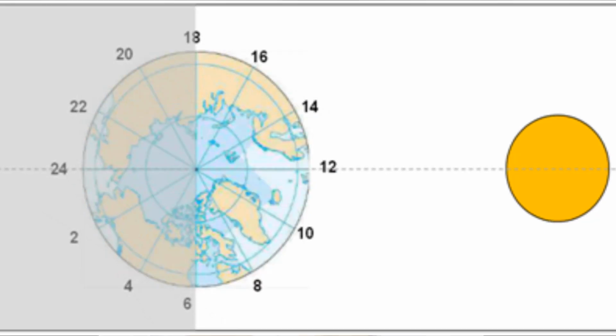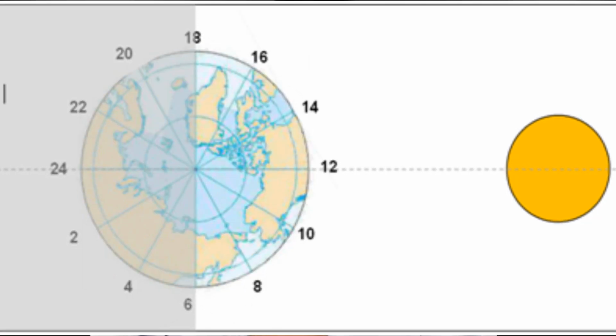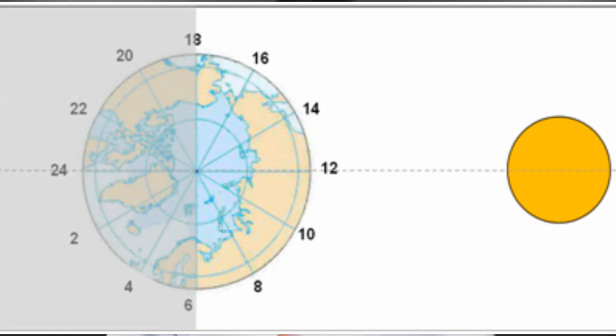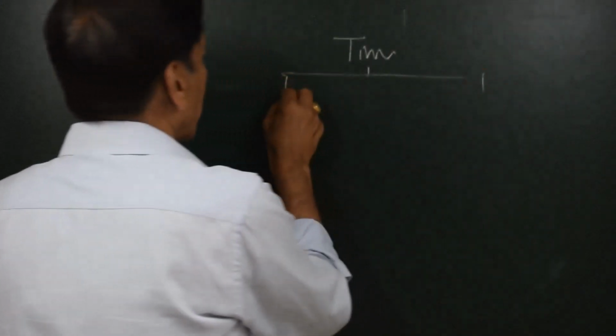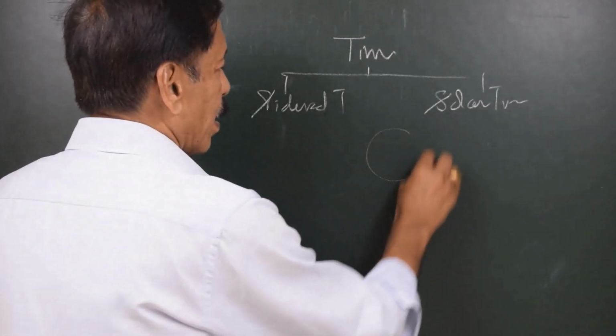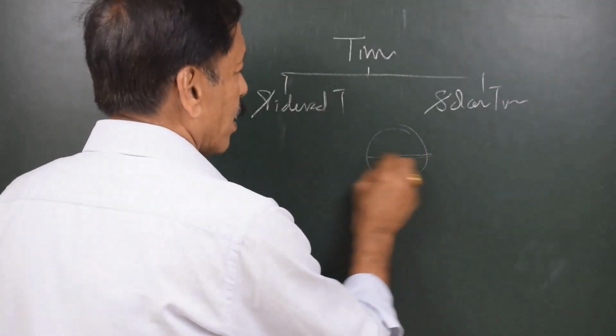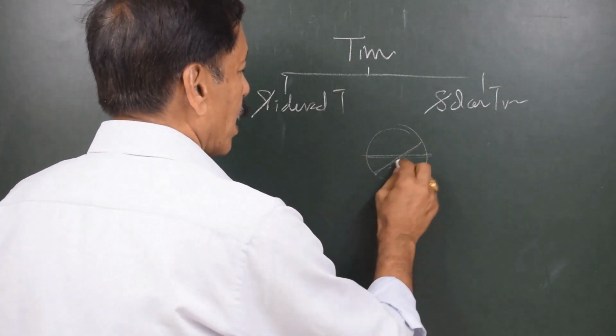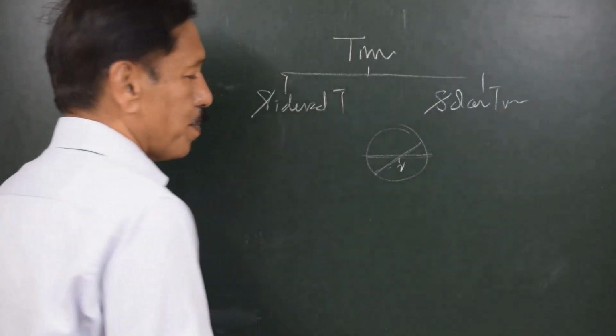Today, I'm going to talk about time. What is time in general? Broadly, time can be divided into sidereal time and solar time. Sidereal time is simple. We know if this is the celestial sphere, this is the equinoctial, and this is the ecliptic. This is the first point of Aries.